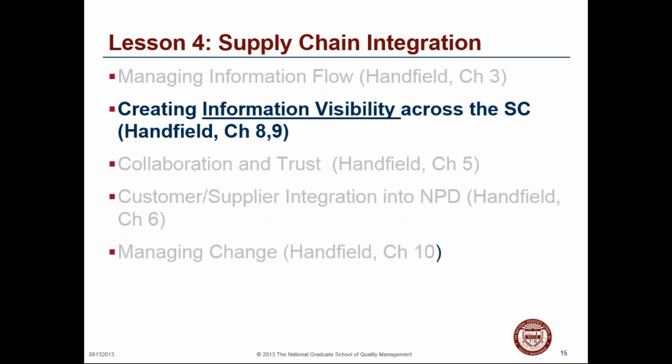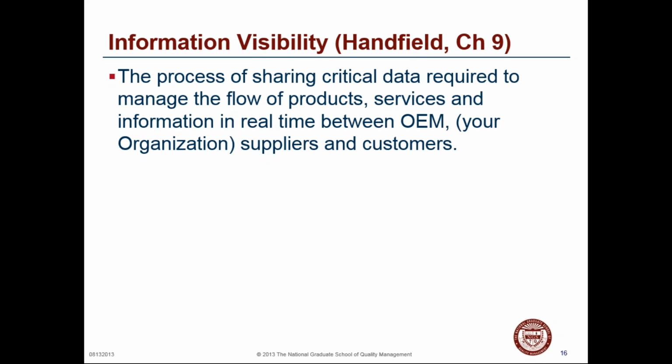Okay, so we'll talk a little about creating that information visibility across your supply chain, like you guys read about in chapters 8 and 9. In chapter 9, between pages 298 and 300, Handfield really talks about that information visibility, the process of sharing all that critical data that's required to manage that flow of product and services in real time, right? Between your original equipment manufacturer, your organization, and all your suppliers, right to your customer. So it really gives you that visibility, which certainly helps a lot.